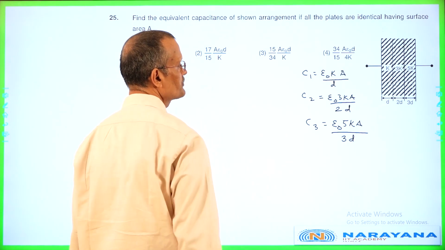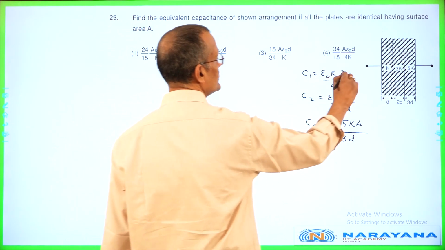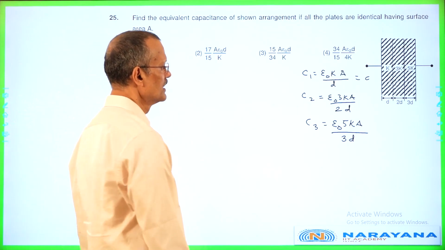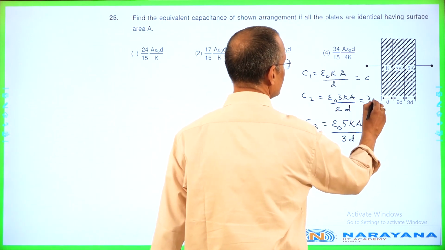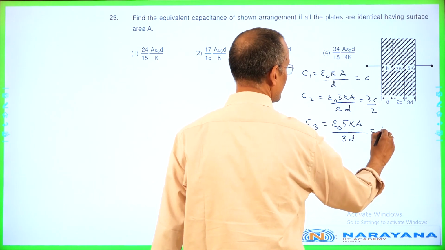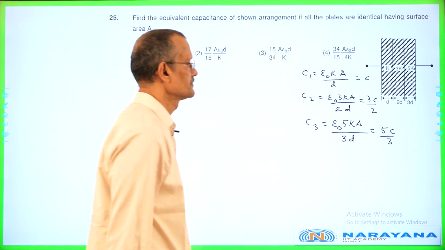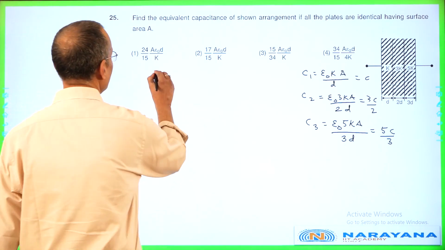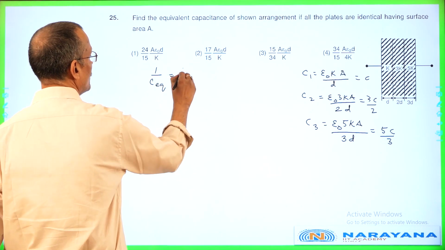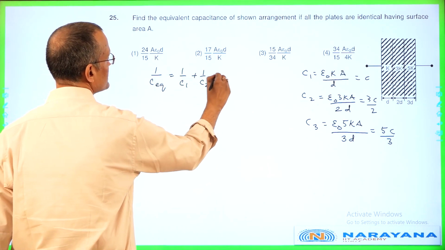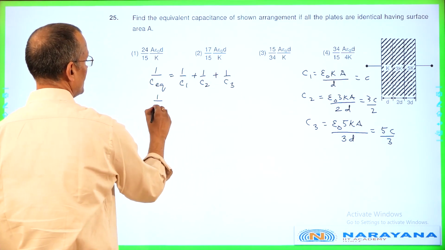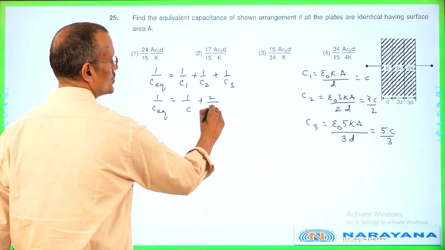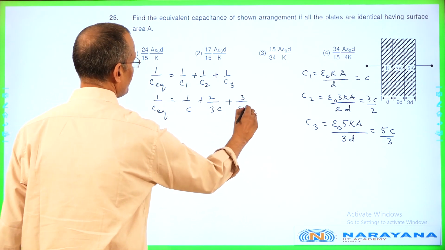So if I take epsilon naught K A by D as C1, let us assume it as C. Later on we will substitute. Calculation will be easier. Then C2 will become 3C by 2 and C3 will become 5C by 3. Am I right? They are asking you equivalent capacitance, series combination. So 1 by C equivalent is 1 by C1 plus 1 by C2 plus 1 by C3, that is 1 by C plus 2 by 3C plus 3 by 5C.